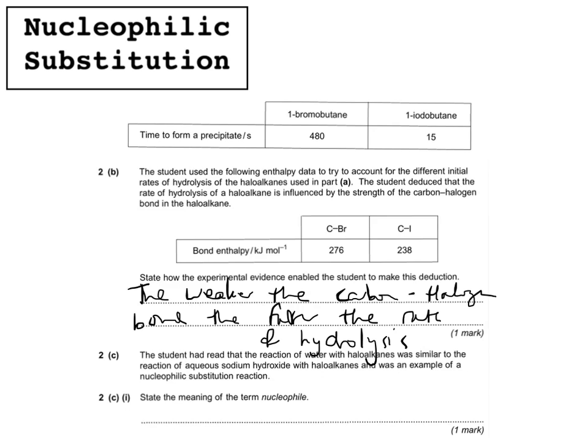Then it asks you to state the meaning of the term nucleophile. And basically what a nucleophile does is it donates a pair of electrons. So the meaning of the term nucleophile is an electron pair donor. And that will get you the marks.